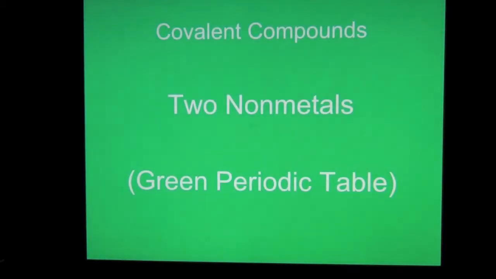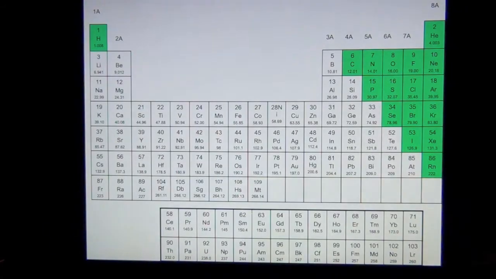Covalent compounds are between two nonmetals. When you get ready to name covalent compounds, you need to make sure that you use prefixes in order to determine how many of the nonmetals you see in front of you actually exist within the formula.